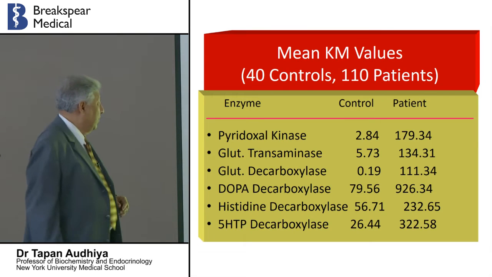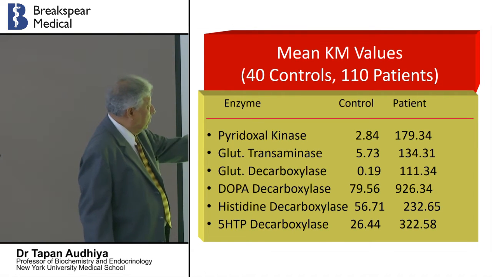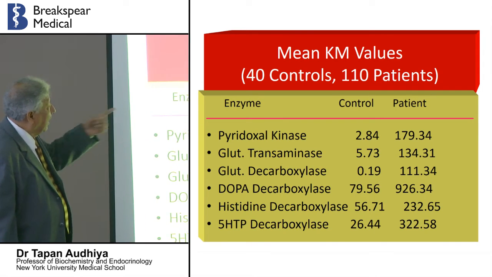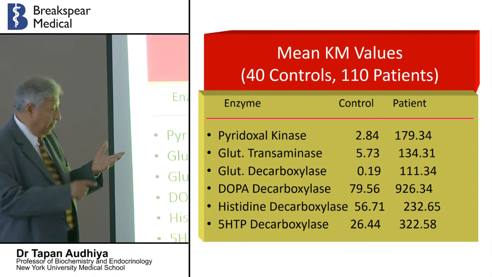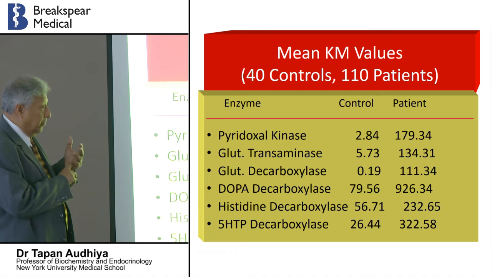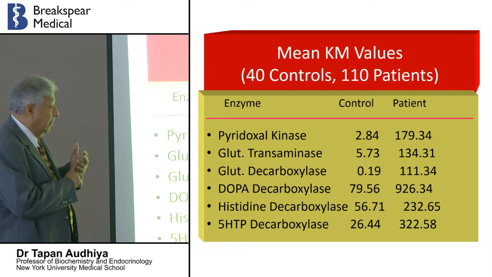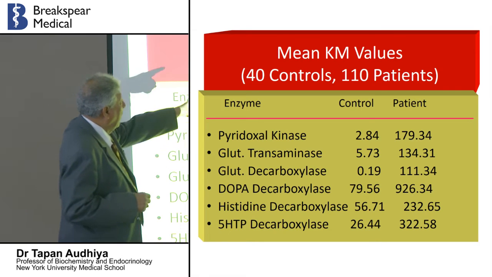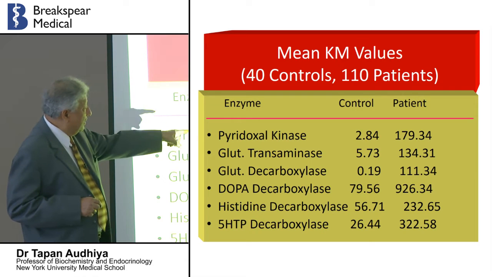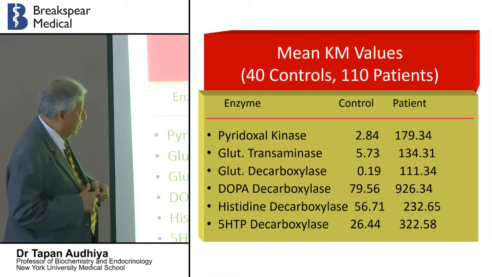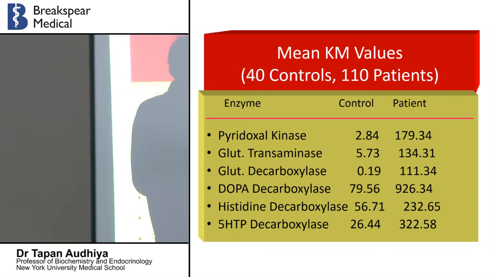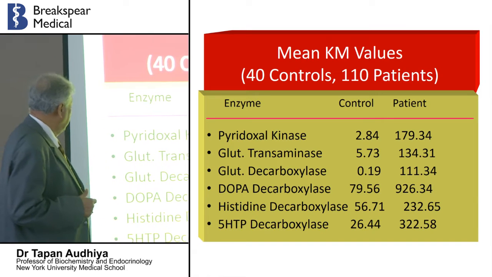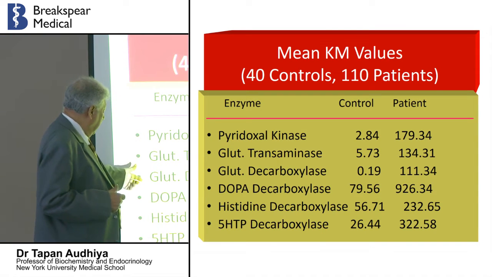Okay, this is the typical. When you do the pyridoxal kinase in control, you need only 2.84. And in patients, these are 110 patients, all of them have cancer: colorectal, esophageal, head and neck cancer. These are 3 groups of people we used here, with 110 of them. See, pyridoxal kinase is mutated, gives 179. So you see, you need that much more excess vitamin B6 in order to do a good job, which was done before. Same thing, transaminase, decarboxylase.